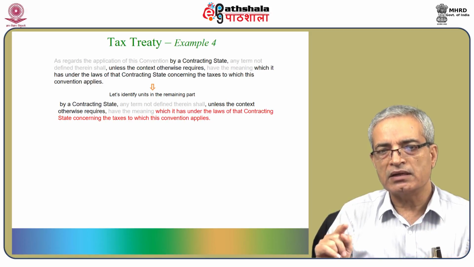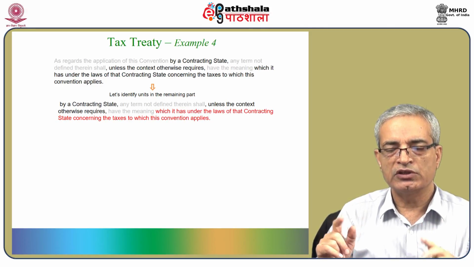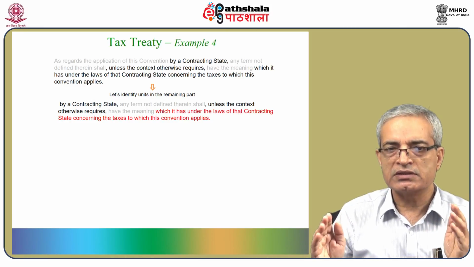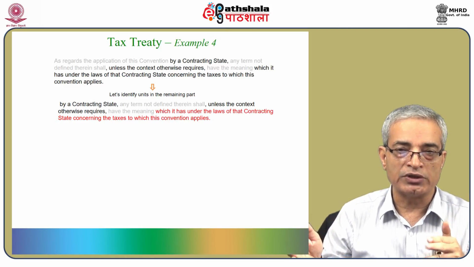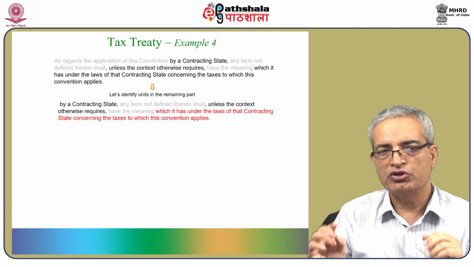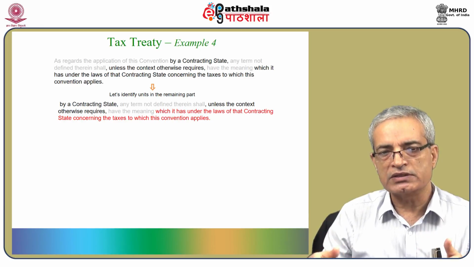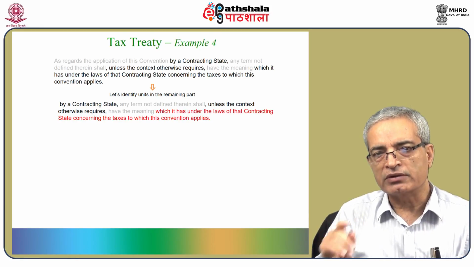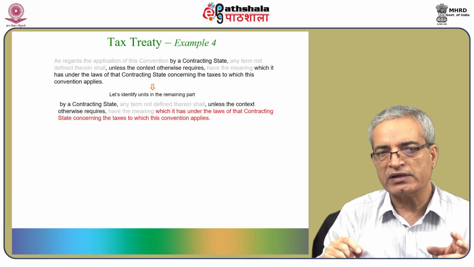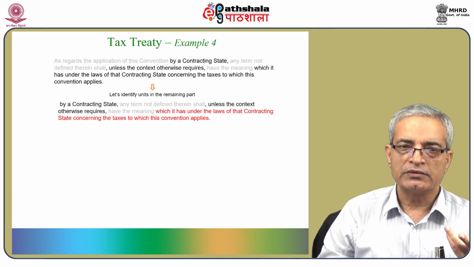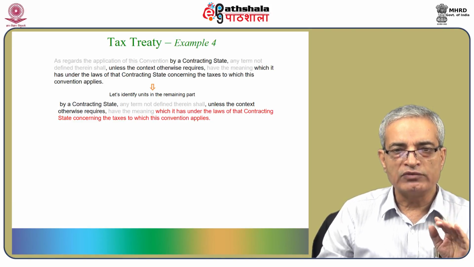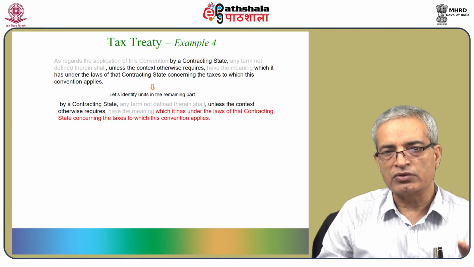Unless the context otherwise requires. This is an expression. So I would suggest that this type of expression can be taken as a unit itself. Then which it has under the laws. In the laws it is built in of that contracting state. So law is of that contracting state. That means you, while translating, keep only one out of it. That means which it has under the laws, and this of that contracting state can be connected later on.